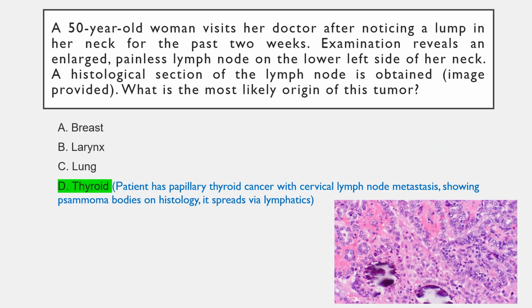The correct answer is D. Thyroid. The patient has papillary cancer of the thyroid that has metastasized to the cervical lymph node. The photomicrograph shows a papillary tumor with multiple psammoma bodies, which look like dark blue concretions. Papillary carcinoma occurs most frequently in women between the ages of 20 and 50. It is the most common type of thyroid cancer and spreads via the lymphatic system.